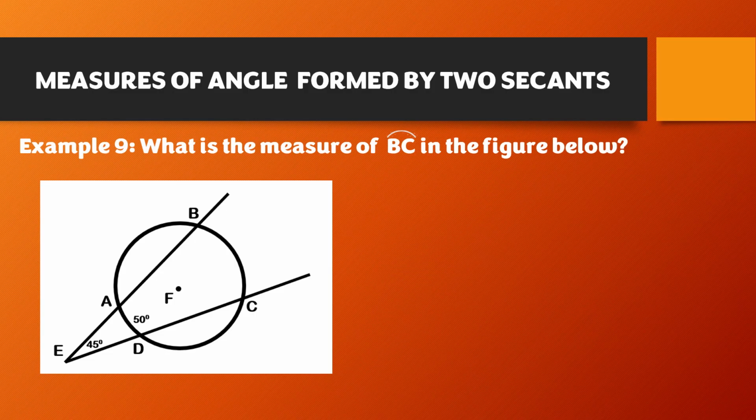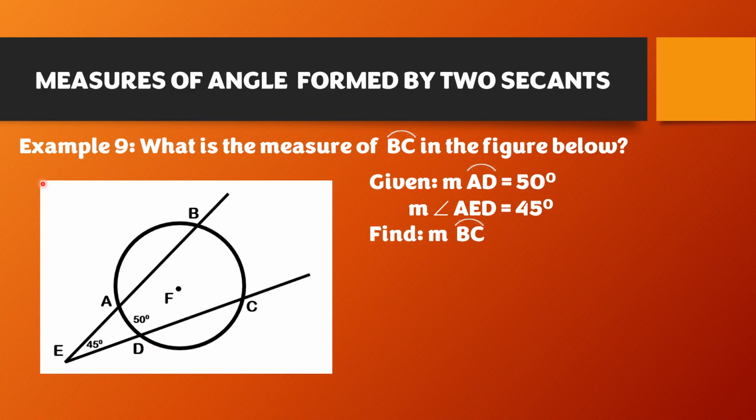For example number 9, what is the measure of arc BC in the figure below? So this is arc BC, and we have circle F. For the given, the measure of arc AD, this is arc AD, is 50 degrees, and the measure of angle AED is 45 degrees. So we're going to find the measure of arc BC.